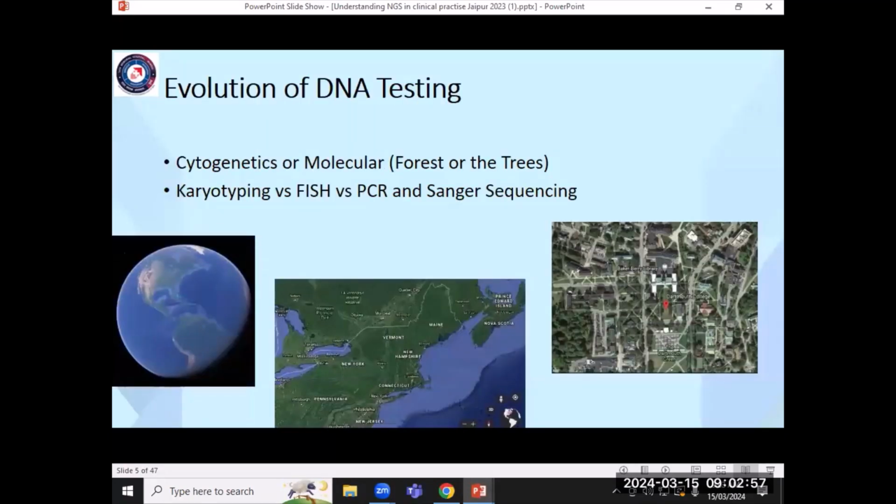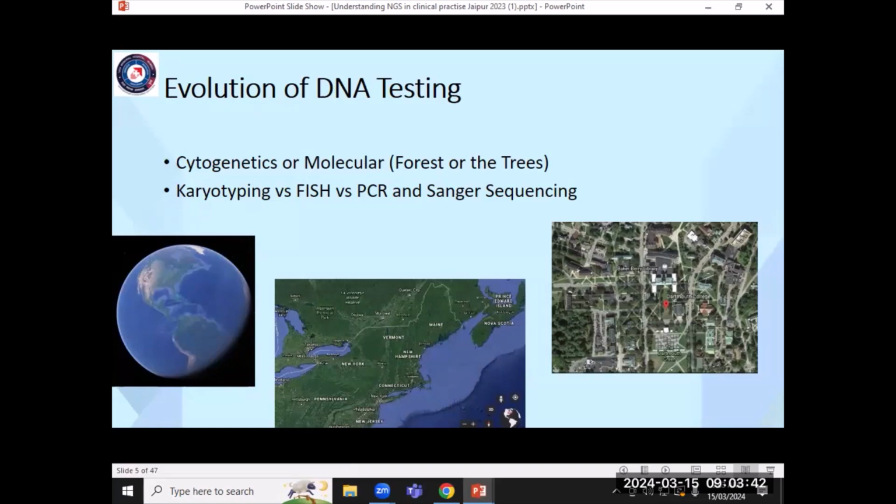DNA testing has evolved, starting from cytogenetics. Cytogenetics is like looking at the forest, those big trees. Karyotyping versus FISH versus PCR and Sanger sequencing. You first look at the whole chromosome, then at a certain region of the chromosome with large structural rearrangements. Then you walk into the forest and look at the branches, that is what PCR is. And then you open it out and look into each of those cells, that's what sequencing is. So in a simplified form, from the forest to individual leaves and trees is what sequencing is, just to give you an analogy.